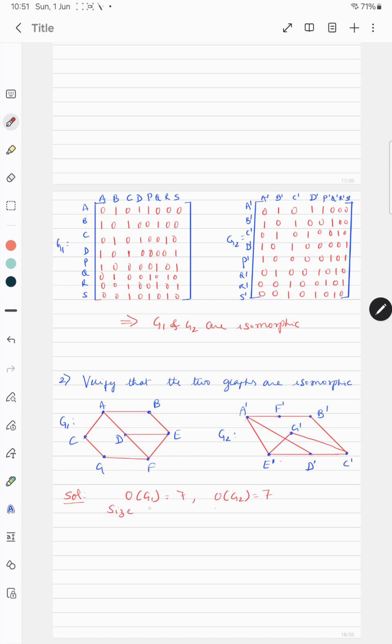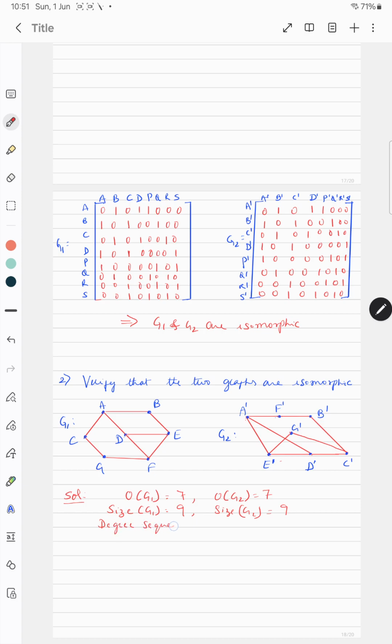Next, let us consider the size of G1. How many edges are there? 1, 2, 3, 4, 5, 6, 7, 8, 9. There are 9 edges. What is the size of G2? The size of G2 is 1, 2, 3, 4, 5, 6, 7, 8, 9. 9 edges. Now, degree sequence.